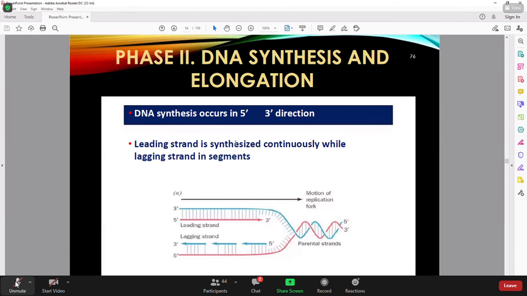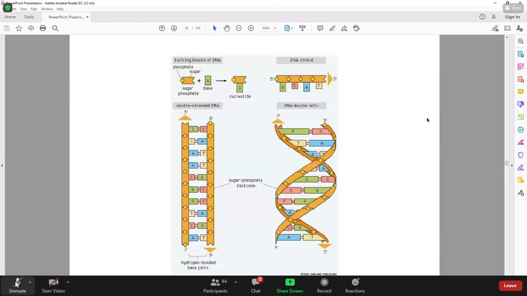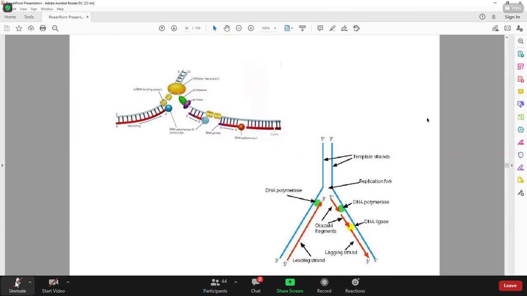Okay, DNA synthesis occurs in 5' to 3' direction. So this we have discussed on the direction of the DNA synthesis. We have the leading and lagging strand. Okay, so this is another diagram that shows the DNA replication process.